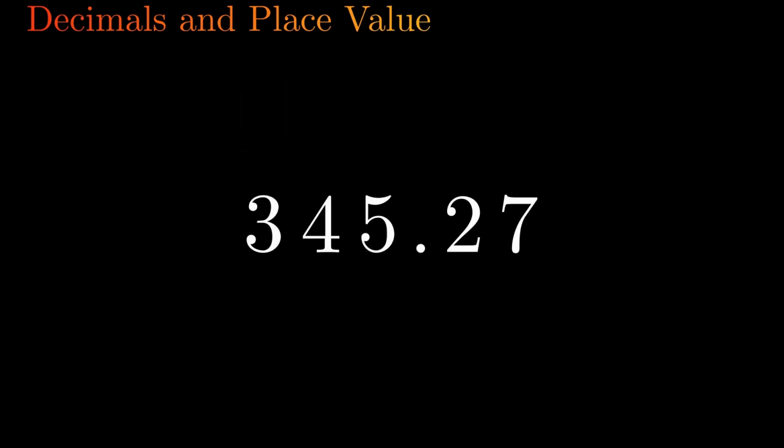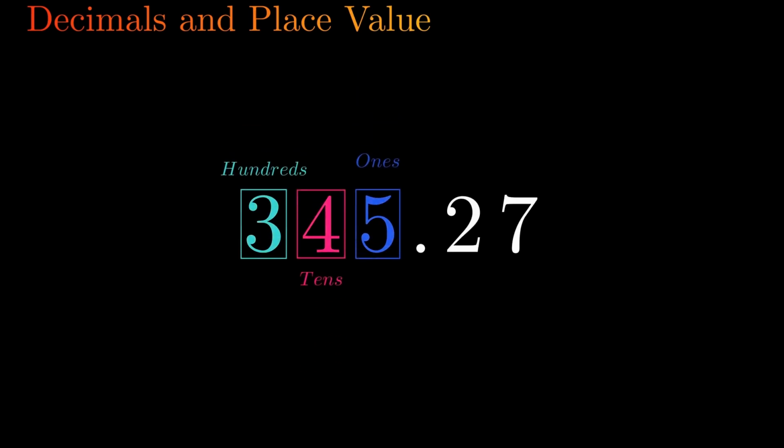Decimals. Sometimes a whole number isn't precise enough. Decimals allow us to describe the pieces of the whole with perfect accuracy. You know ones, tens, and hundreds. Every time we move right, the value gets 10 times smaller. What happens when we cross the decimal point to the right of the ones place?